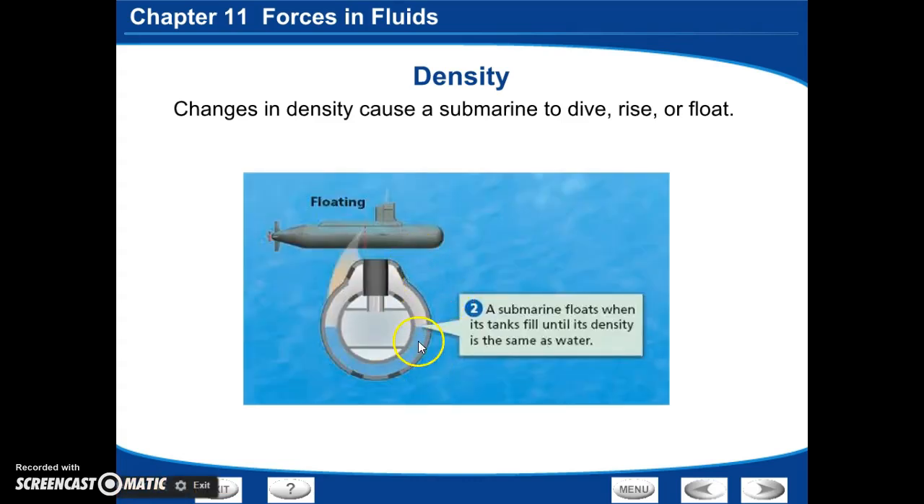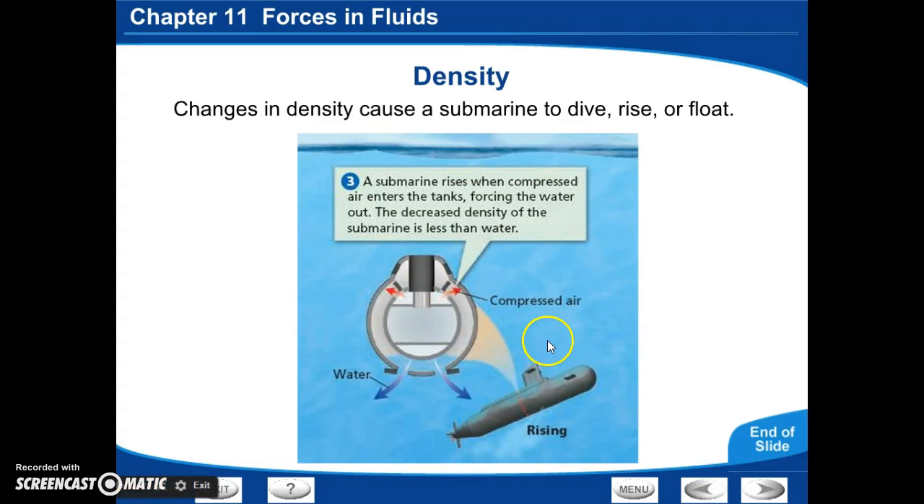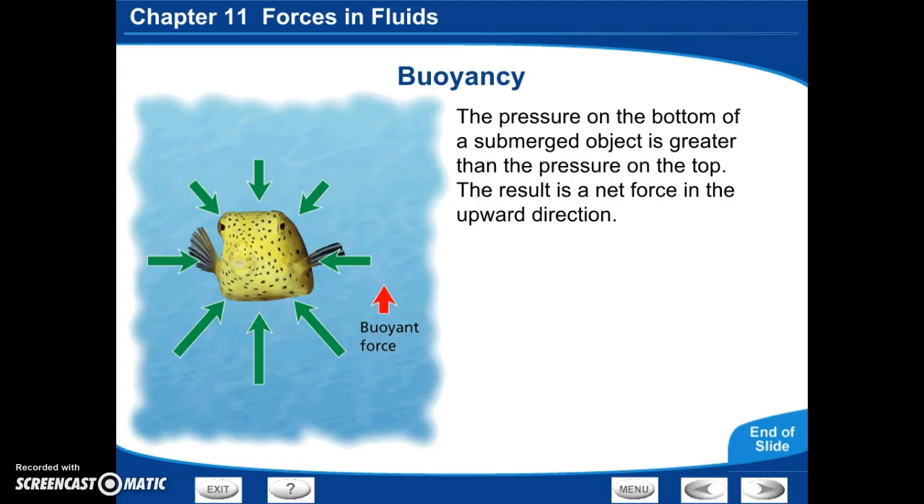Then when it's just floating in the middle, its density is the same as the water. In order to rise up, it has air compressors. It pushes air out, which then pushes the water out and down. Because this outer tube is replaced with just air, the submarine's density decreases and becomes less than the surrounding water.